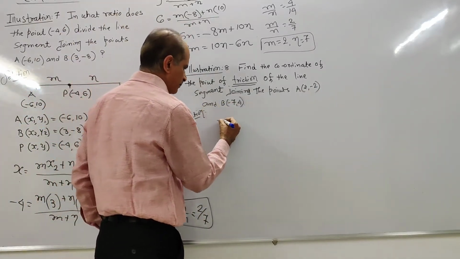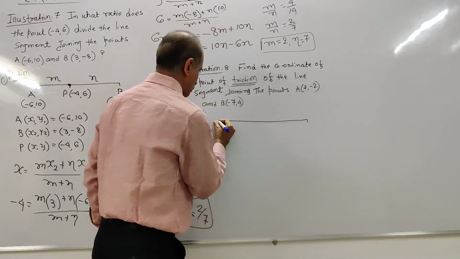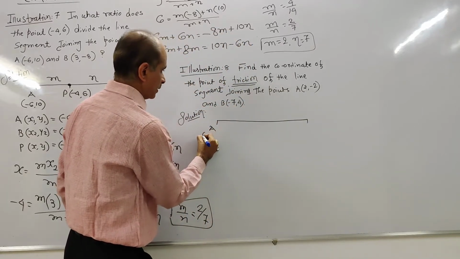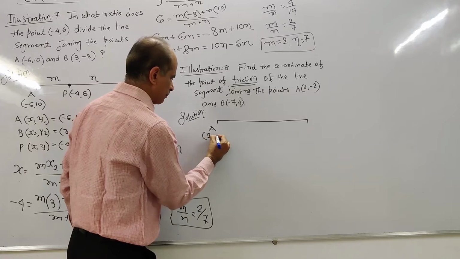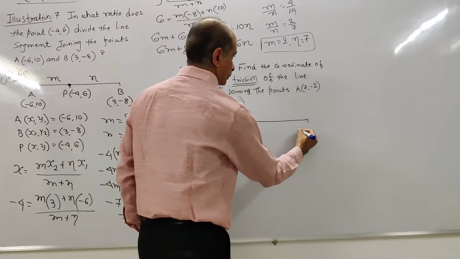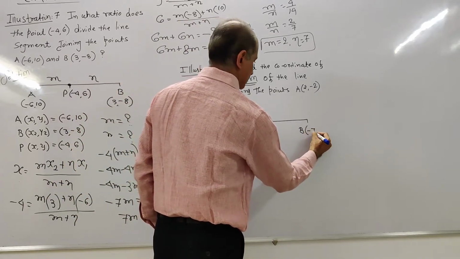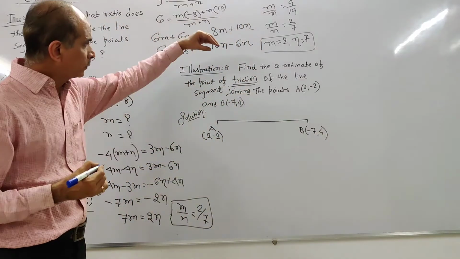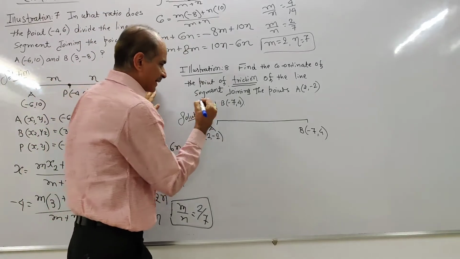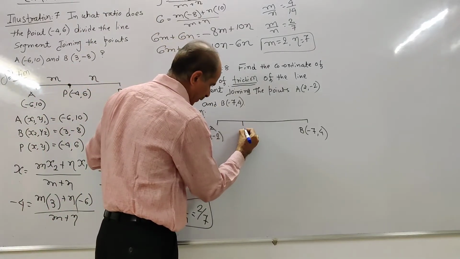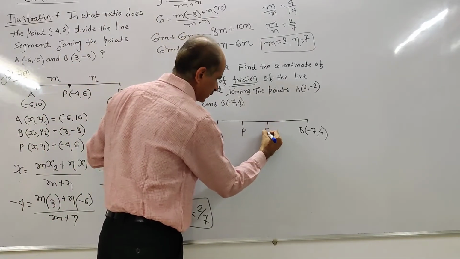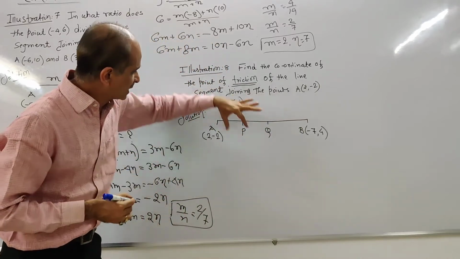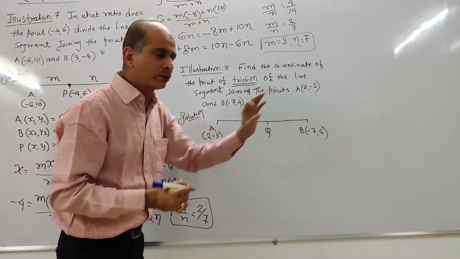So first of all, let me draw this figure. Point A is (2, -2). The point B is (-7, 4). Now you have to find the points of trisection, meaning there are 2 points. Let me say P and Q. So these 2 points divide the line segment into 3 equal parts.